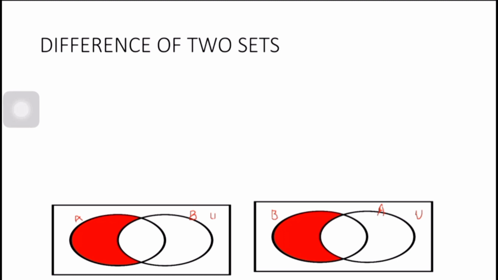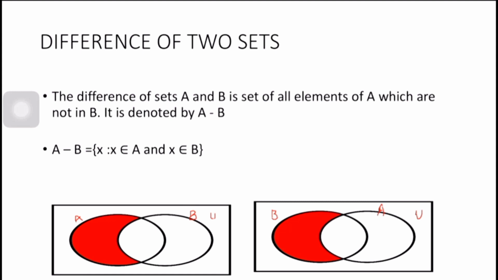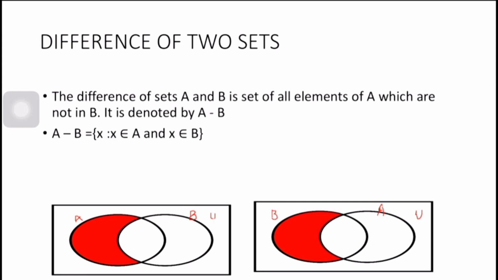Next one is difference of two sets. It means the difference of sets A and B is the set of elements which belong to A but do not belong to B. Simply we can say that it is the set of all elements of A which are not in B. It is denoted by A minus B. It can be written in the set builder form as A minus B is equal to {x such that x belongs to A and x does not belong to B}.